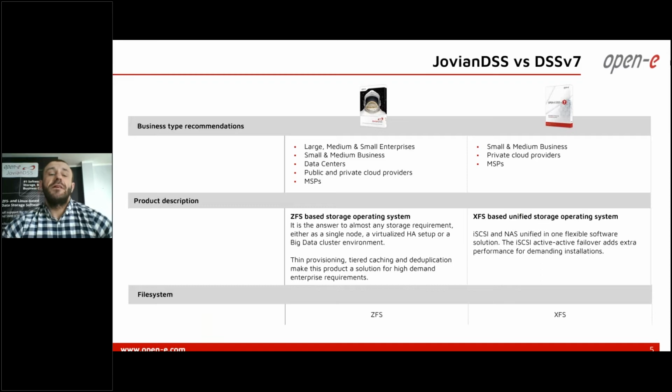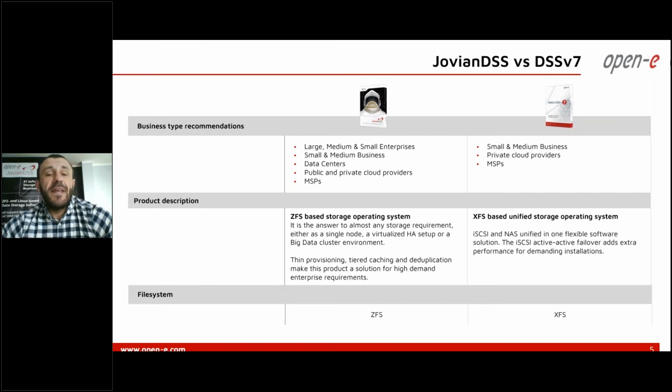Let's check what our portfolio is. Our portfolio contains two products, JovianDSS and DSS v7. We will today mostly focus on JovianDSS, but let me show you a few differences between them. First of all, most important is that JovianDSS is based on the ZFS file system, which is currently one of the best file systems available.